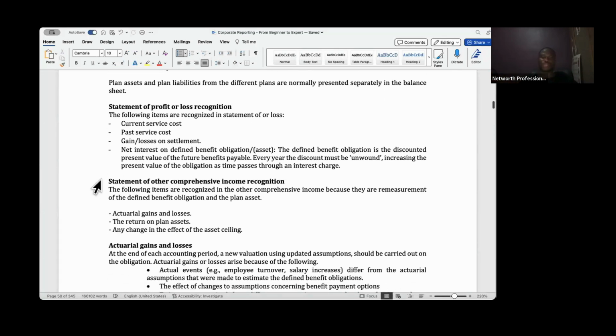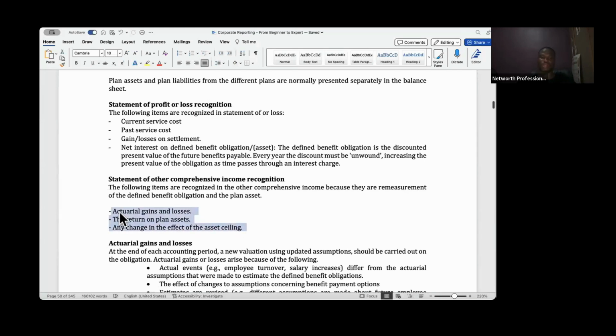And also, in your statement of other comprehensive income, and if you remember vividly, what goes into this statement majorly are remeasurements or changes in the value of assets or liabilities. So what we're going to find there are items like actuarial losses or gains. I will show you how to do this with figures to make it easier for you. We would have a return on plan assets, and we'll have changes in the effect of asset ceiling. All these we're going to look at with figures just to make it easy for us.